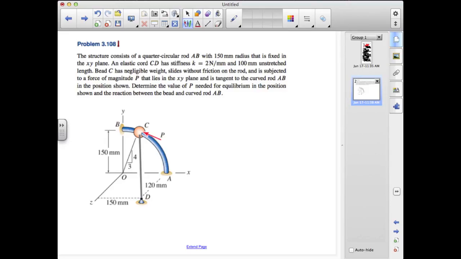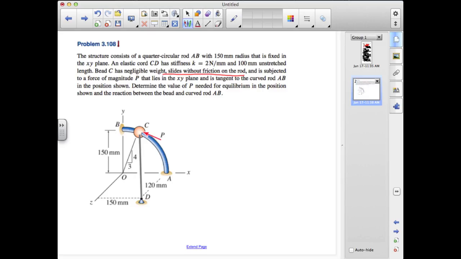We now try a second problem, 3.108, where we have a bead that's mounted on a quarter circular rod. We're told the bead has negligible weight and again slides without friction on the rod. The bead is subjected to a force of magnitude P, yet unknown, that lies in the xy plane and is tangent to the curved rod AB in the position shown.